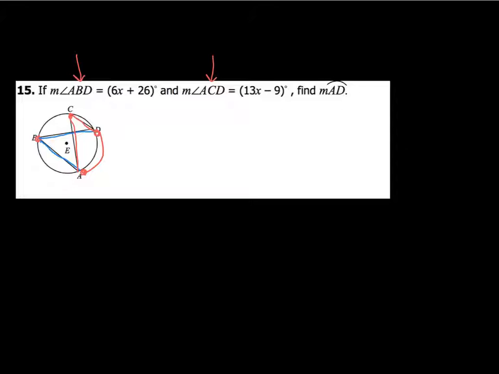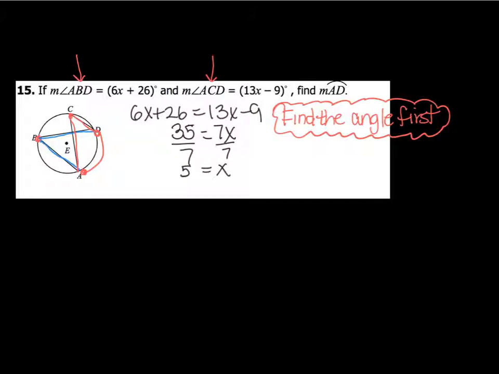So what do we do to set this up? We set it equal to each other. Once we solve, we find out that x is equal to 5. But we're not looking for x. We're looking for the measure of arc AD. So what are we going to do? We are going to find the angle first. So 6 times 5 plus 26, and we get 30 plus 26, which is 56 degrees. So the measure of angle ABD is 56 degrees.